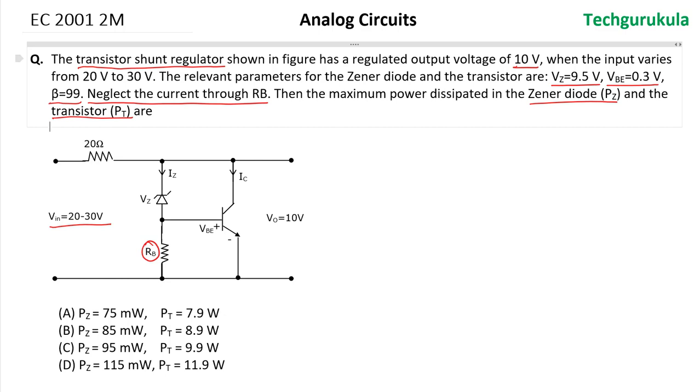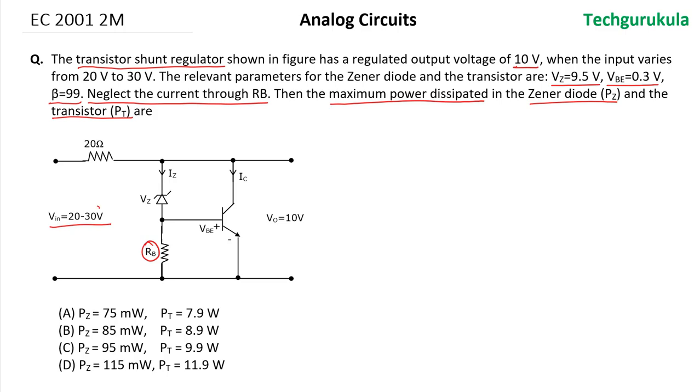Now, in order to find the maximum power dissipated, we have to check it for the maximum input voltage, so that there is maximum current flowing and yet the output voltage is fixed, which is 10 volts. The voltage is not changing even if we give 20 volts or 30 volts, but the current flowing will increase if we consider the maximum voltage. Hence, we will take 30 volts here to check the power dissipation.